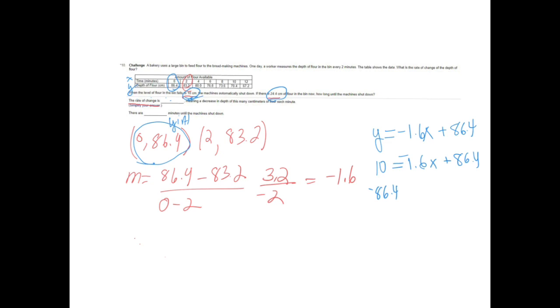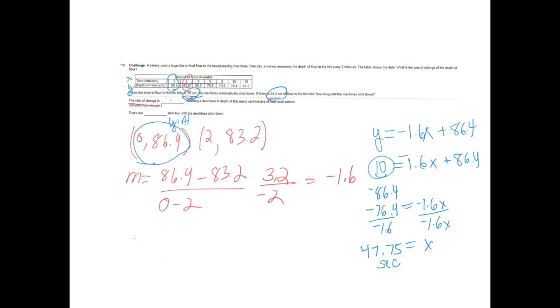All right, so we're subtracting 86.4 from both sides. So we're going to have negative 1.6x equals, we're going to have to take 10 and subtract 86.4, which is going to give us a negative 76.4. And if we divide both sides by negative 1.6, then we are going to have 47.75. So what that tells us is that at 47.75 seconds, this is at a depth of 10 centimeters, and the machine will stop.